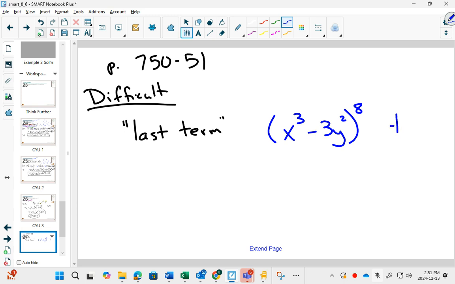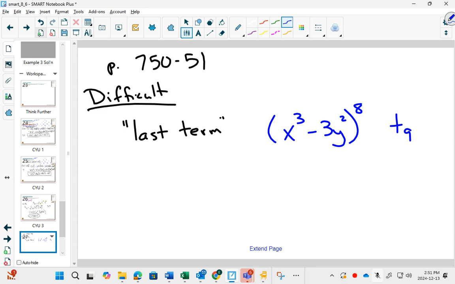does it make sense that you would find term? How many are there? Always one more than the exponent. So you find term 9, which then is exactly like question 3 after that. You could just plug everything into the formula. Or you could even use the shortcut. What you see is that the last one's just going to be the minus 3y squared to the 8. Because of how the last one works.